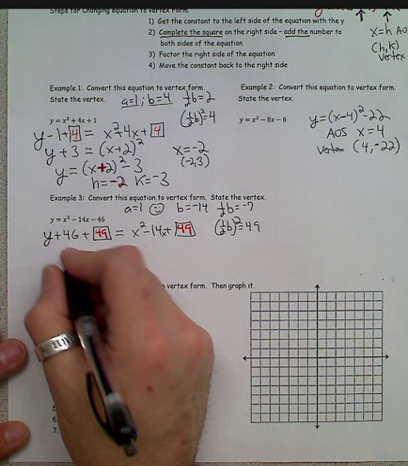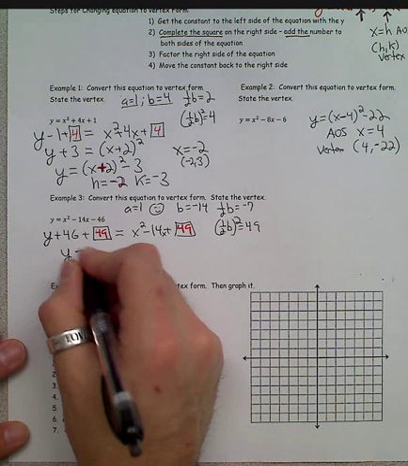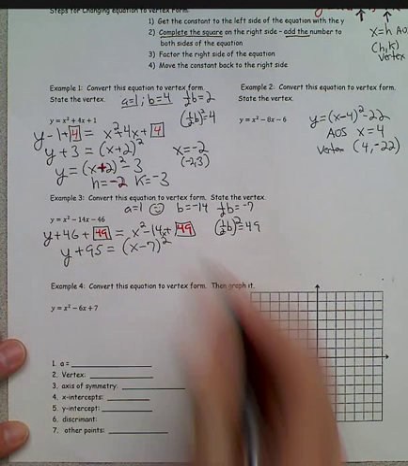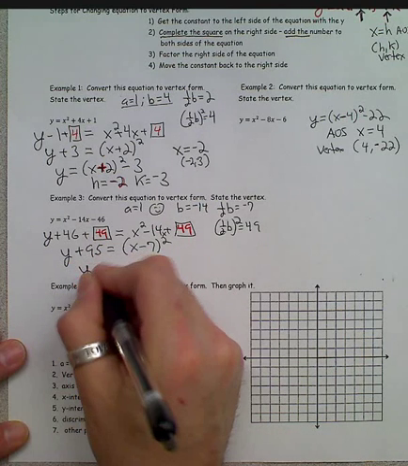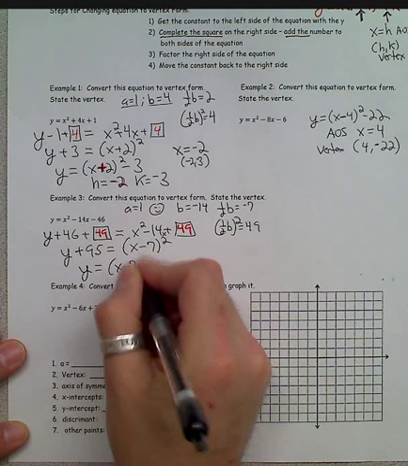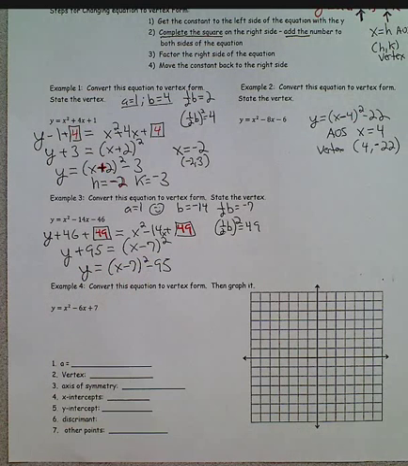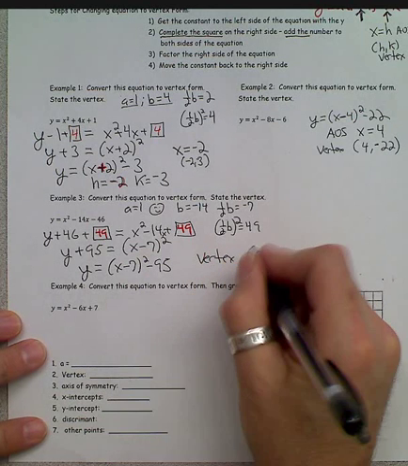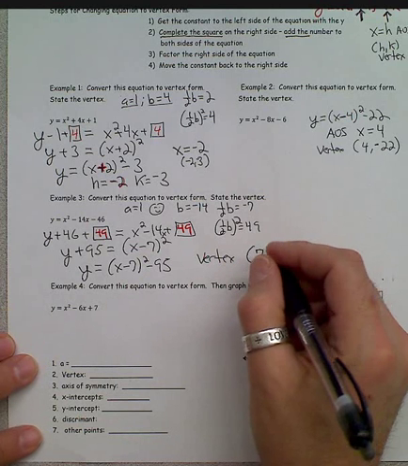This will give me y plus 95 equals x minus 7 squared. I'll move that 95 over, and now I have it in vertex form, and the vertex is going to be 7 comma negative 95.